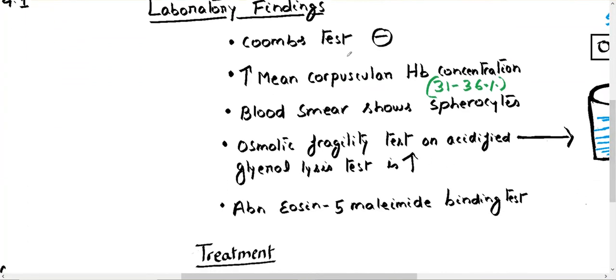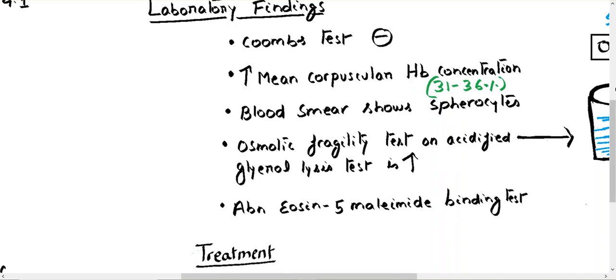And this is not an autoimmune disease, guys, so the Coombs test will be negative, and you will see the mean corpuscular hemoglobin concentration, in short called MCHC, is increased, and normally the MCHC is 31 to 36%. So if you are doing a vignette and you think that it's talking about hereditary spherocytosis, and if the MCHC is more than 36%, then you should think it may be hereditary spherocytosis.